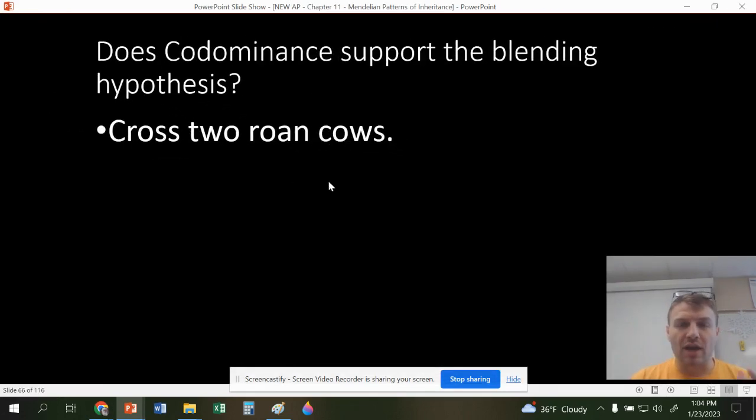I'm not going to show you this, but this is just showing you, does the codominant support the blending hypothesis? It doesn't, because, again, two roan cows will have 25% red, 25% white, and then 50% roan. So it's still not just going to be roan. You're going to get those red and white cows if you cross these.